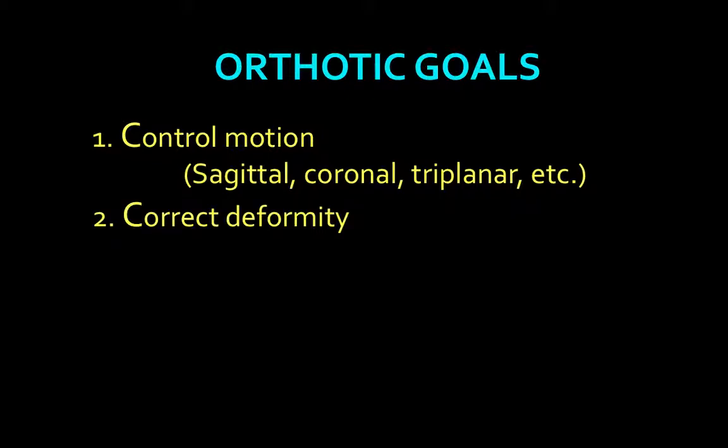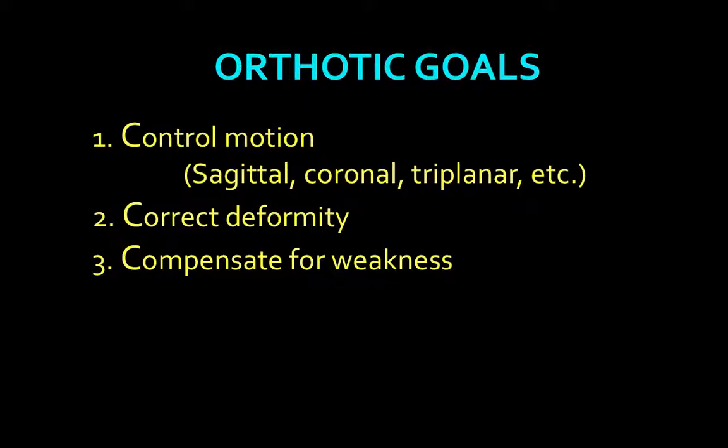Alright, the next is correct deformity. So perhaps an orthotic goal could be correct a deformation of whatever. Okay, it would be more specific or more geared toward a pathology. So we have control motion, correct deformity, and then compensate for weakness. So these are our 3 C's. So we have 3 C's and 3 P's coming up in our orthotic goals. I'm not really big on mnemonics all the time or trying to remember things certain ways, but for me, I broke it down into 3 C's, 3 P's, and then there's 2 more after that.